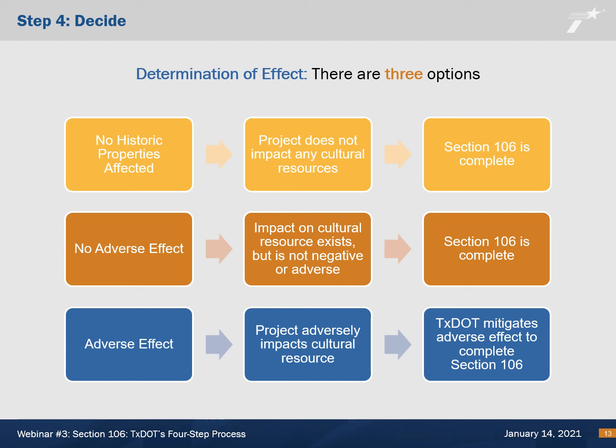There are 3 determinations of effect. No historic properties affected means the proposed project does not impact any cultural resources. No adverse effect means the proposed project impacts a cultural resource, but the impact isn't negative or adverse. Either of these determinations completes the Section 106 process. An adverse effect means the proposed project would negatively impact or destroy a cultural resource. TxDOT must resolve or mitigate an adverse effect to complete Section 106.